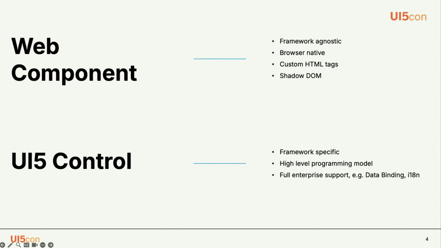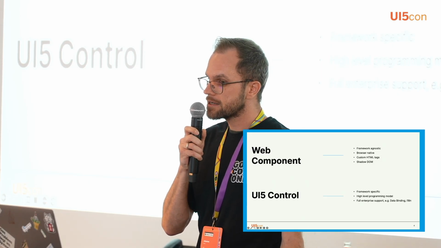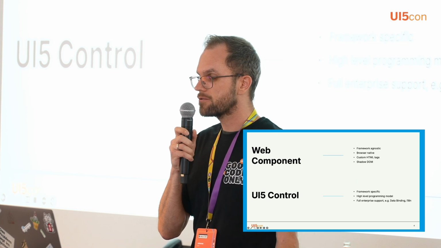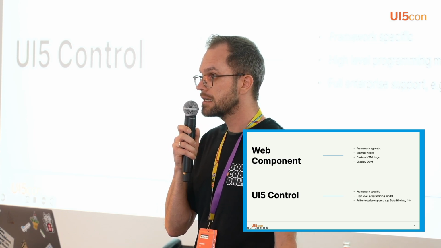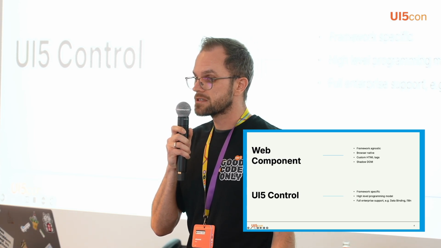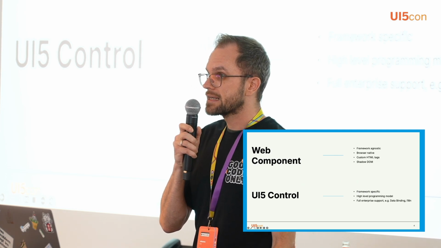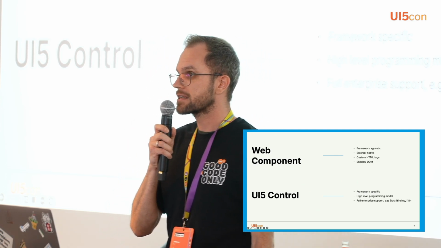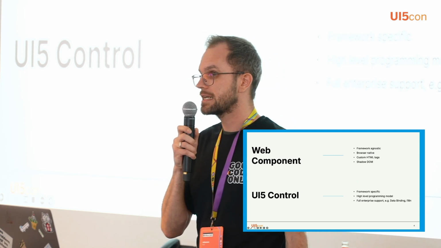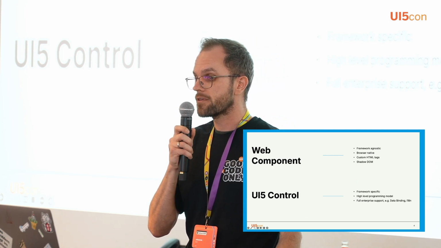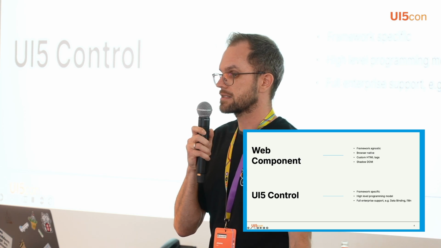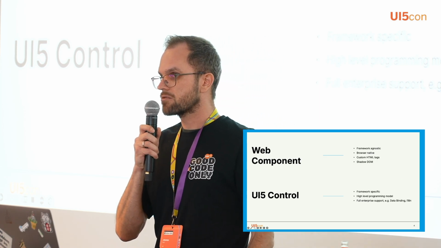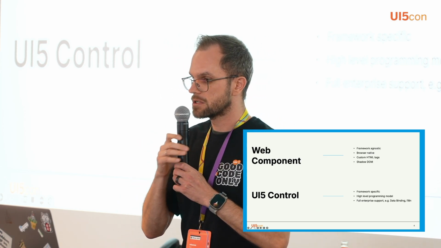Whereas a UI5 control, as is also part of the name, belongs to the UI5 framework, and also relies on the UI5 framework. So therefore you have this framework-specific part. But on the other side, it's also nice that you have this high-level programming model, and moreover, it's important that you have the full enterprise support. So you have things like data binding, localization, internationalization, theming, and all these things. That's just to get a rough idea of the difference between both.